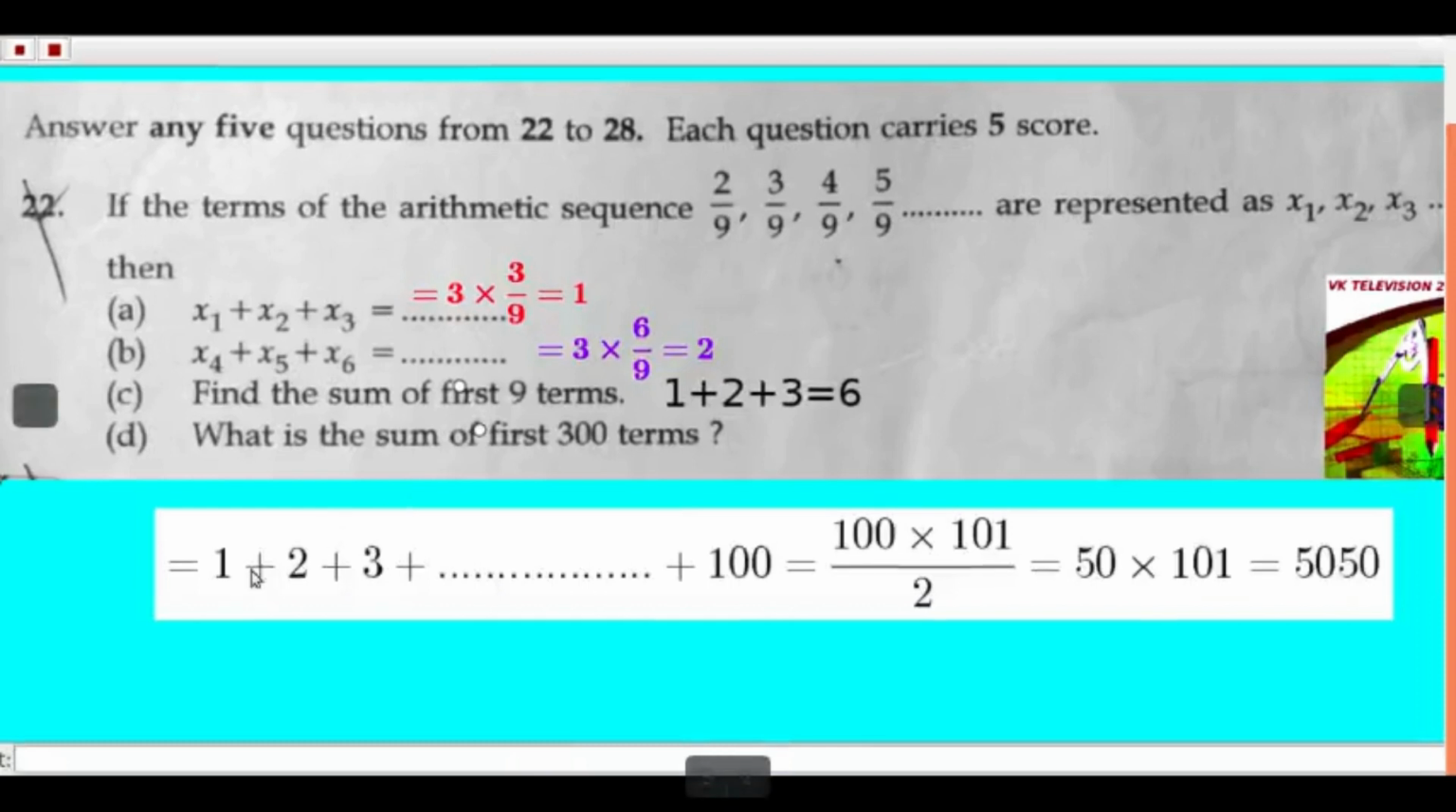Therefore sum is equal to the sum of the first compartment, consisting of 3 numbers, which is equal to 1. Sum of the next 3 terms is equal to 2. Sum of the next 3 terms is 3. Sum of the last 3 terms is equal to 100. So the sum of the first 100 numbers is 100 into 101 by 2, which is equal to 5050.